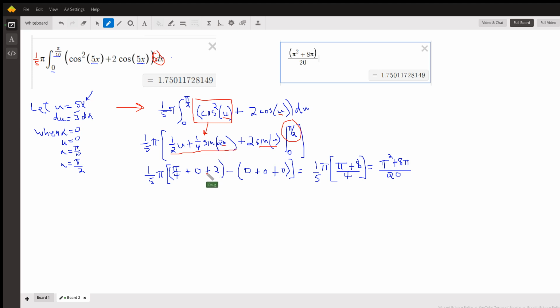which is 0. Sine of, right here, sine of pi over 2 is 1. That's why we get a 2 here. And over here we get all zeros. So 1/5 pi times, if I combine these two terms, I get pi plus 8 over 4. Distribute the 1/5 pi. There's an exact answer. And that matches what we get over here.